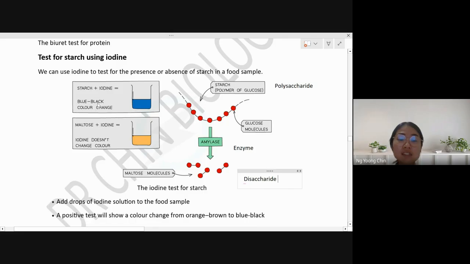However, when you add the iodine solution into a solution which contains maltose, the iodine just remains in its original orange brown color. It did not change into dark blue because there's no presence of starch. No more starch, because it has become maltose already. So this iodine test is specific for detecting starch only, not other sugars like maltose or sucrose.